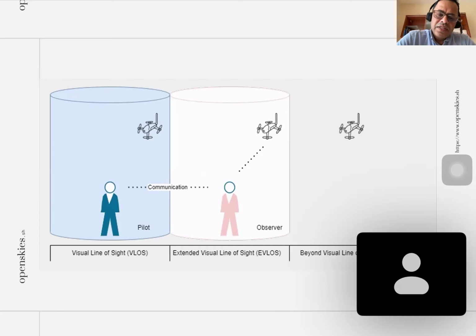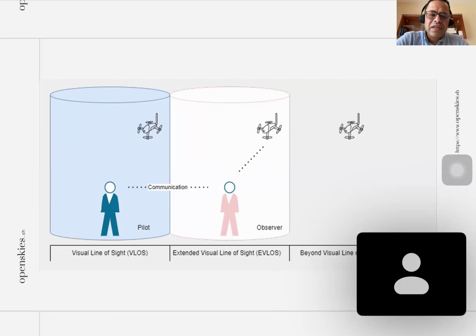In other cases, you have some kind of an operation called extended visual line of sight. In many countries, that does not exist. But let's say you wanted to do an inspection of a train line. In many places, what is allowed is that you have some kind of a spotter or an observer or a teammate who has communications with the pilot who can also see the drone. So you can see here that you can extend your operational window when it comes to EVLOS.